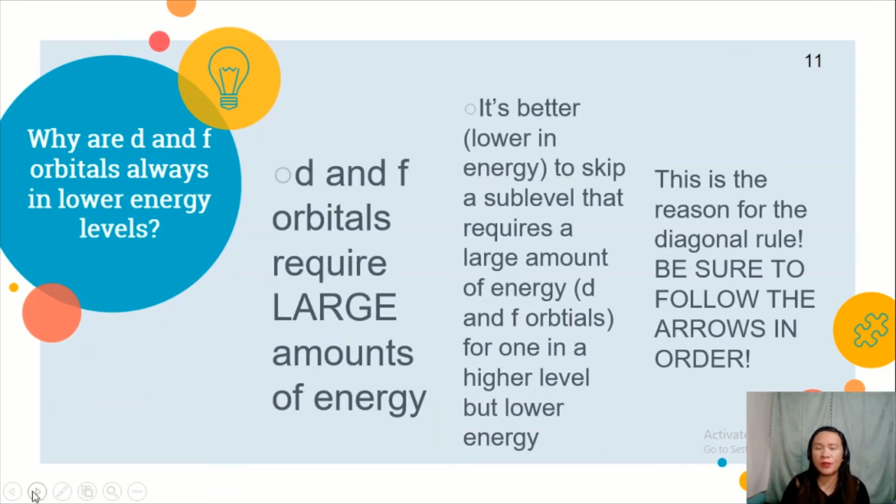So take note, this is the reason why we follow the diagonal rule. Be sure that you follow the order of the arrows in your diagonal rule so that you won't be skipping or going to the higher energy levels or the sub-level with a very high amount of energy, but rather you skip that and go first for the higher level with lower energy.